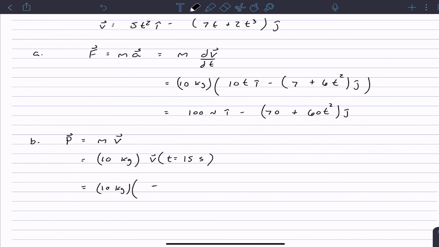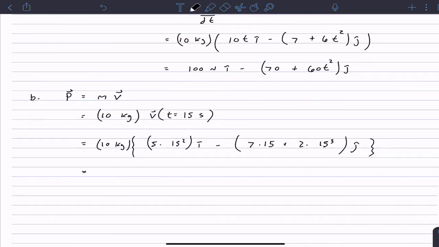So what do we have? We have 5 times 15 squared i hat. Let's do this. That way we can see. Okay, and then what do we have? 7 times 15 plus 2 times 15 cubed j hat. Okay, plug this into a calculator.